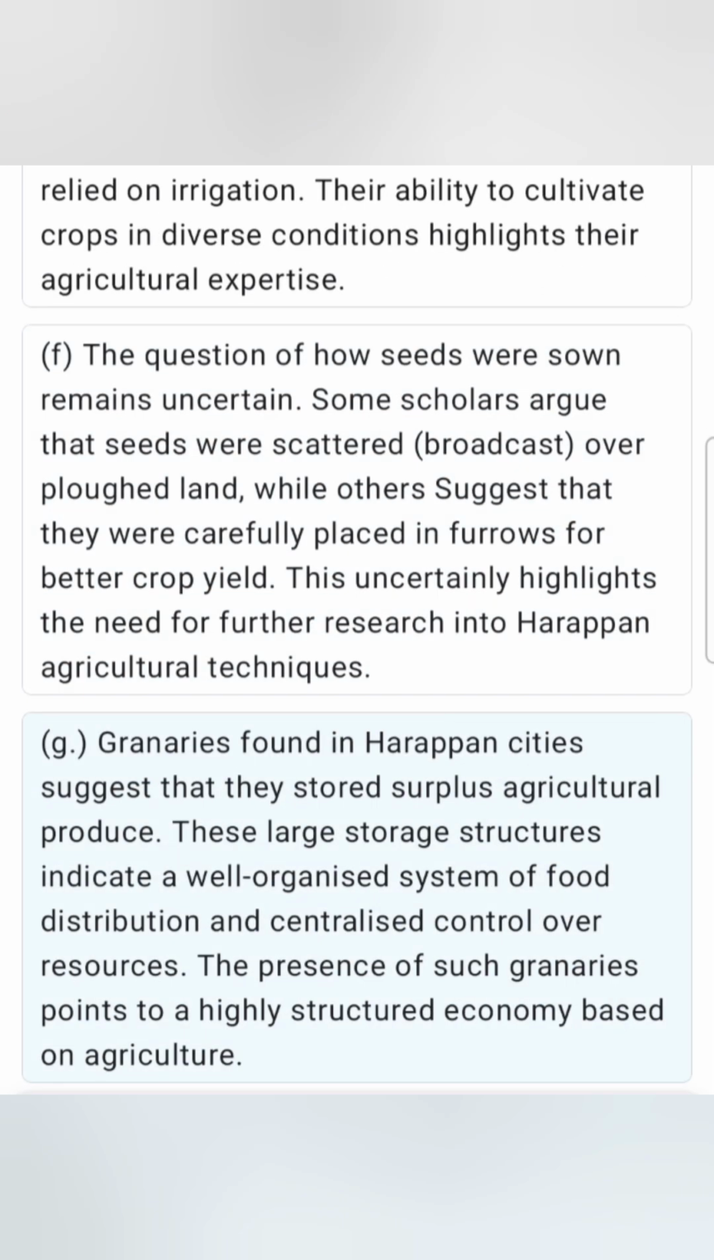G. Granaries found in Harappan cities suggest that they stored surplus agricultural produce. These large storage structures indicate a well-organized system of food distribution and centralized control over resources. The presence of such granaries points to a highly structured economy based on agriculture.